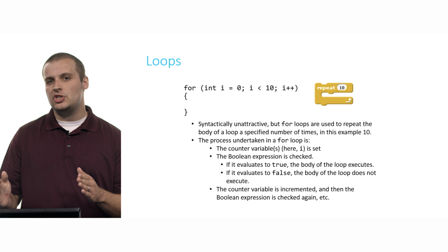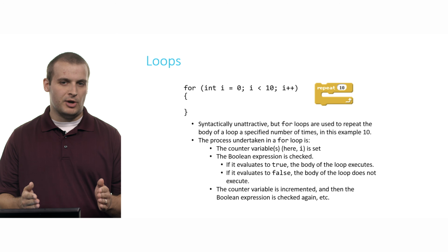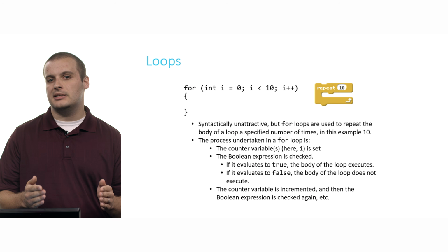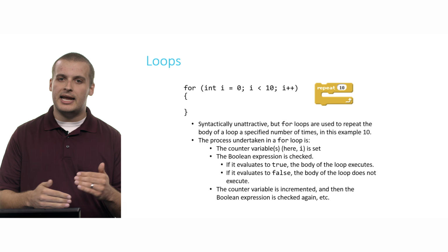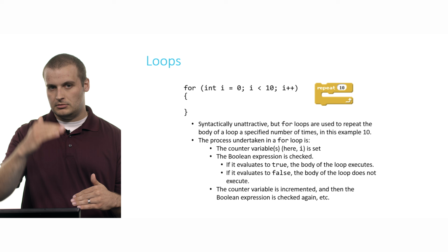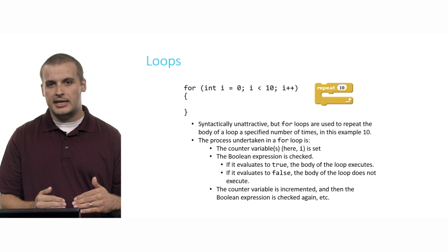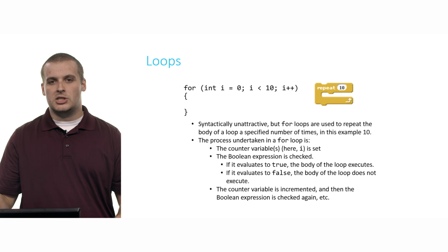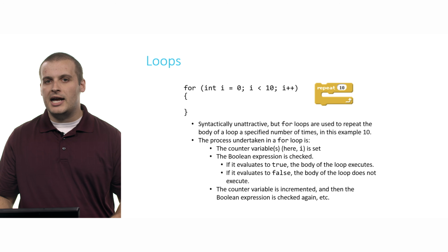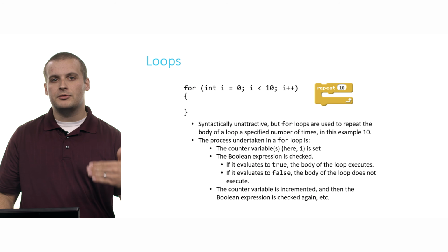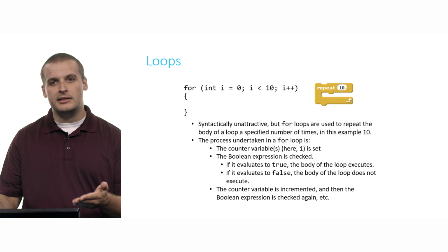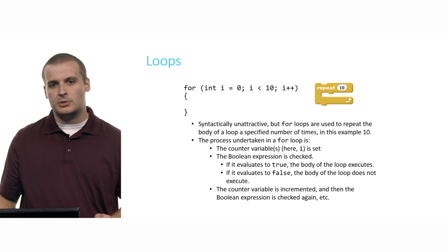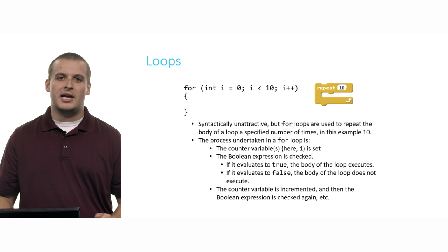Then we again check the value of the Boolean expression in the middle. 1 is less than 10. So we'll go through this process again and again. We'll get to the closing curly brace again. We'll increment i from 1 to 2, then from 2 to 3, and so on and so on until eventually i's value becomes 10. Is 10 less than 10? No. Counting from 0, we've gone through 10 iterations of the loop. We've repeated 10 times, just as we did in the Scratch block. And so that's basically the process for a for loop.